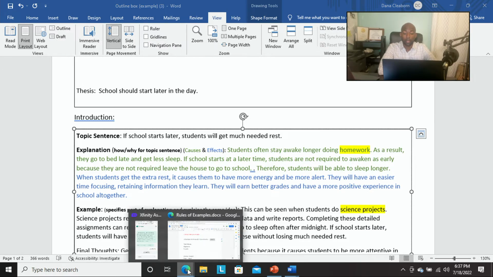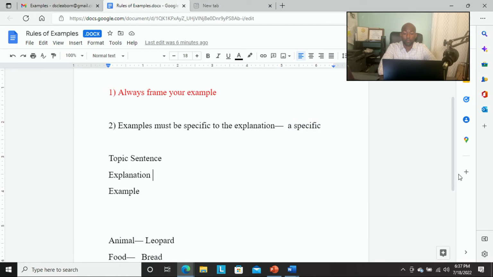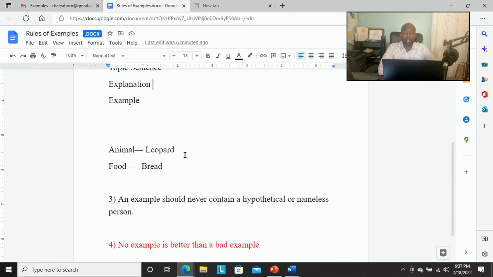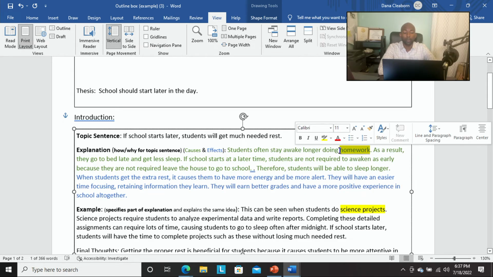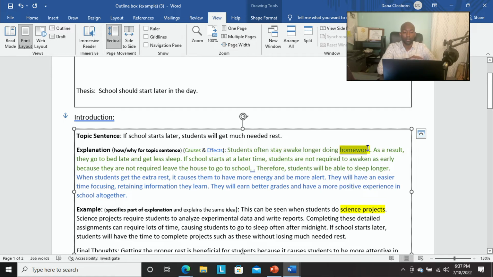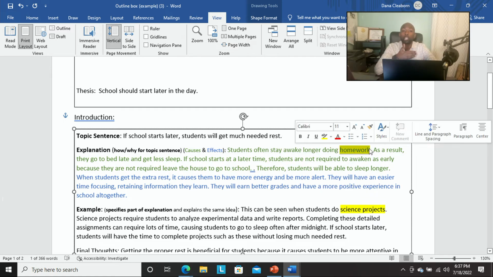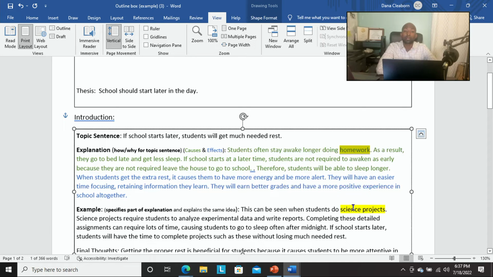Just like a leopard is a specific type of animal, just like bread is a specific type of food, science projects are a specific type of homework. Okay? So all we did was we took this and picked something more narrow to discuss.